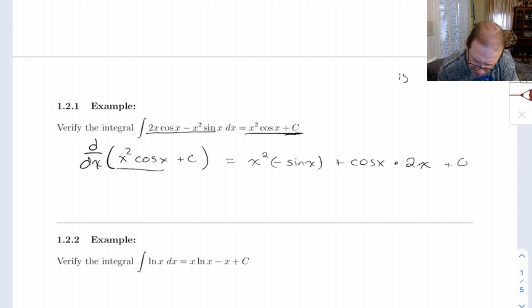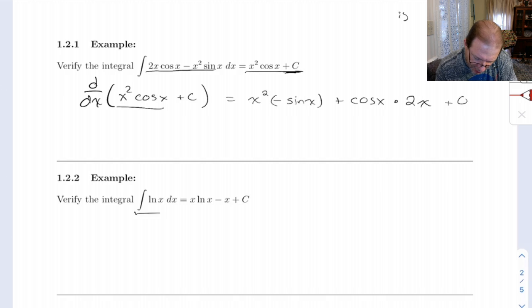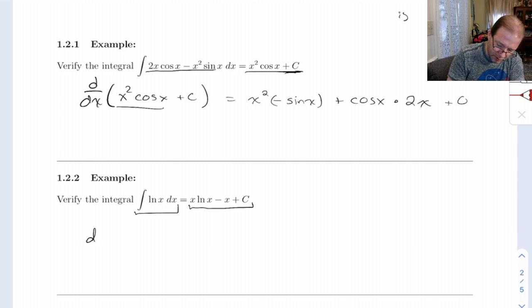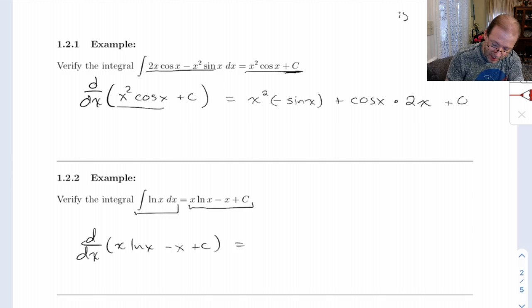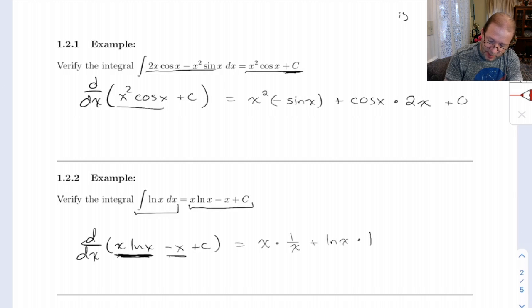But let's do this next one. Verify that the integral of natural log x is this. So we'll take the derivative of x ln x minus x plus c. And again, I've got to use the product rule on this bit. So I get first times derivative of the second plus the second times derivative of the first. Then derivative of minus x is minus 1. Derivative of c is 0.